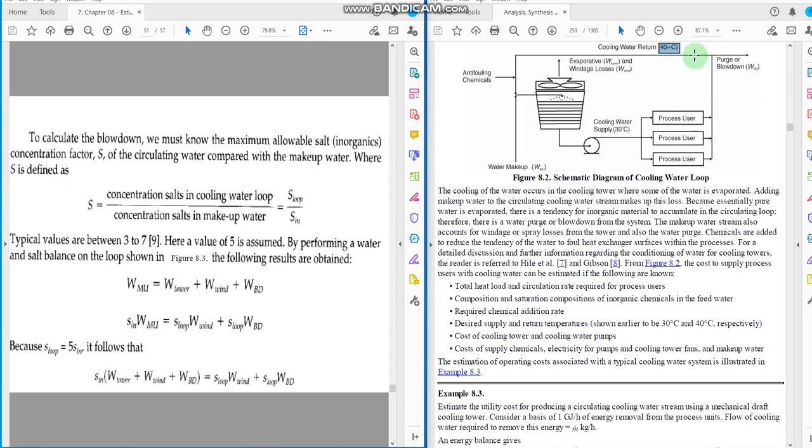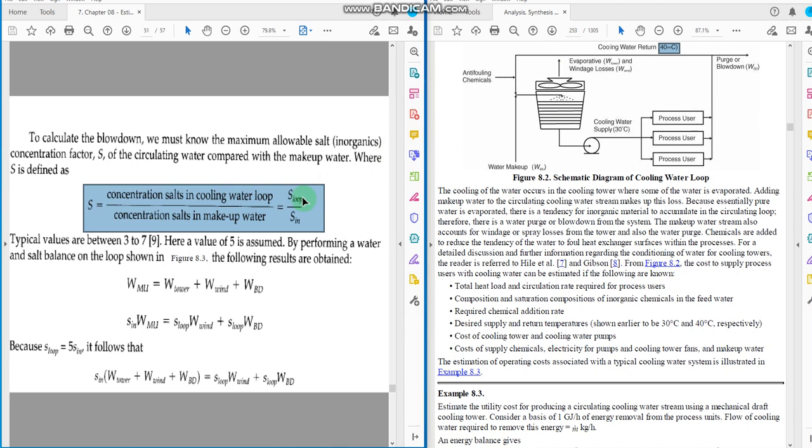Okay, so this blow down basically depends on the salt concentration within the water. So how can you find out that concentration? This is an equation here. S is a factor that represents the concentration factor of the salts, so concentration of salts in the cooling water loop. This one is the cooling water loop, all of it.